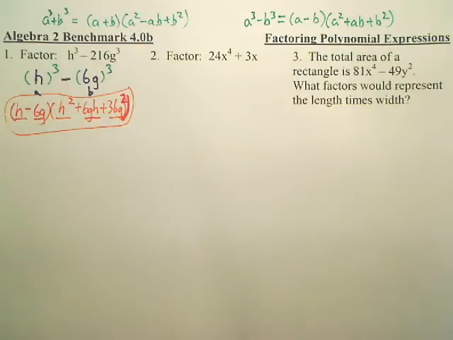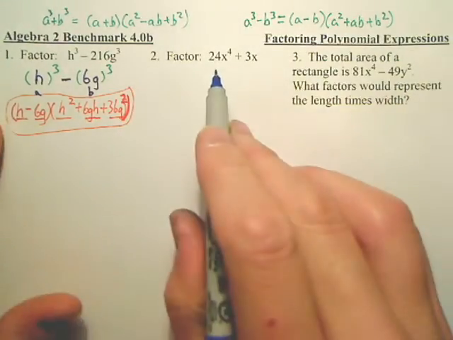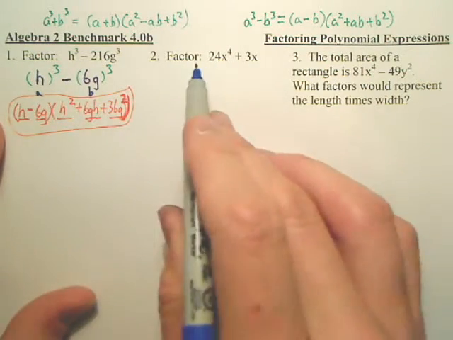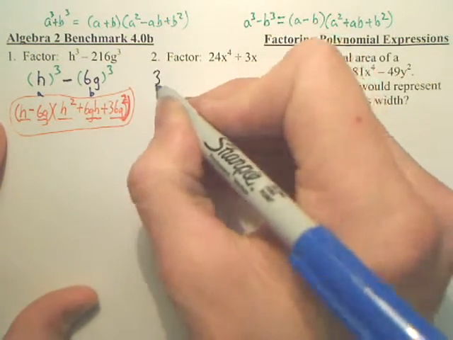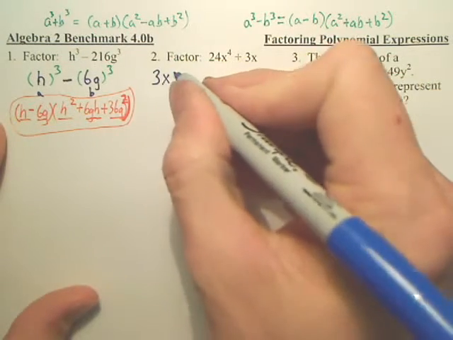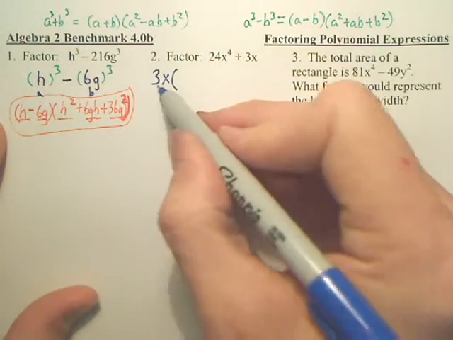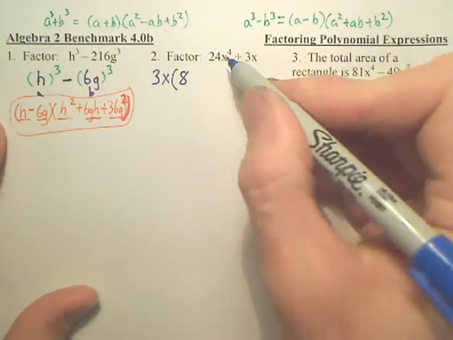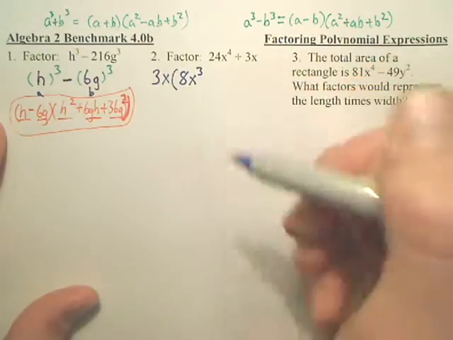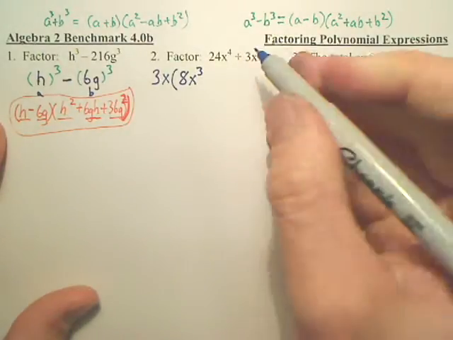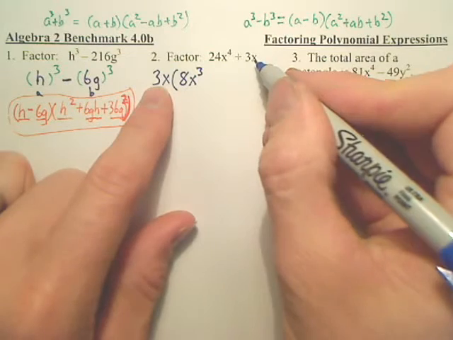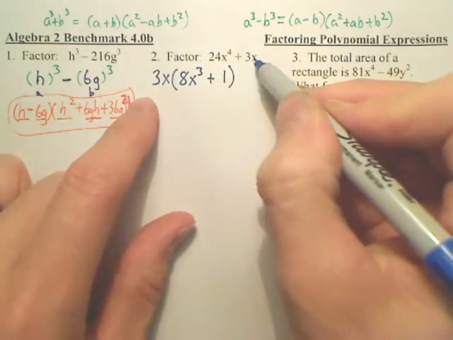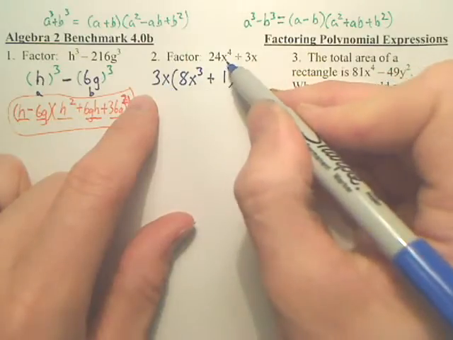Okay, for number 2. You first, by the way, always look for a GCF. There was none here, but here you should hopefully see a GCF of 3 and x. When you pull a 3 out of 24, you're left with 8. When you pull the x out of x to the 4th, you're left with x to the 3rd. When you pull 3x out of 3x, you're left with 1. Because 3x times 1 is 3x. 3x times this gives you 24x to the 4th.